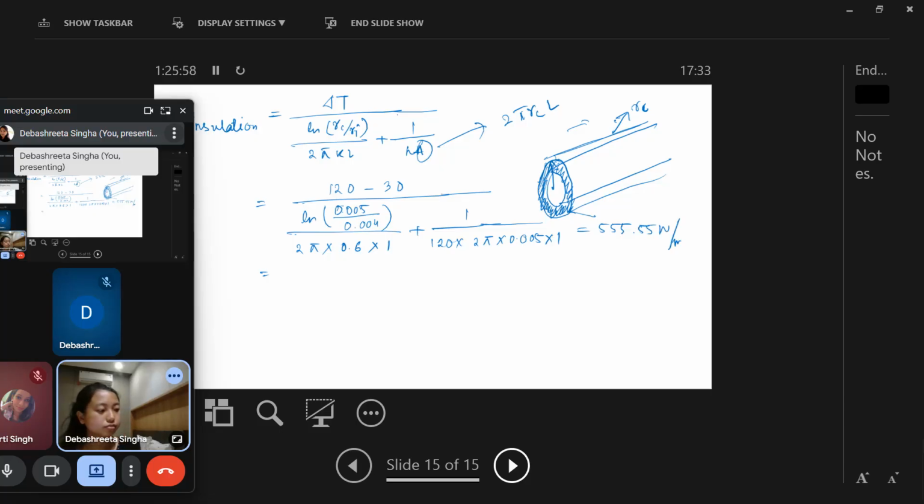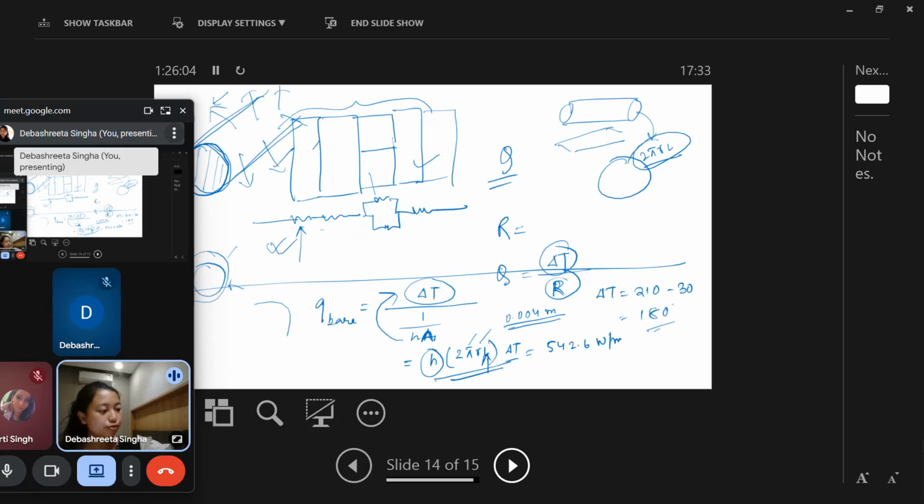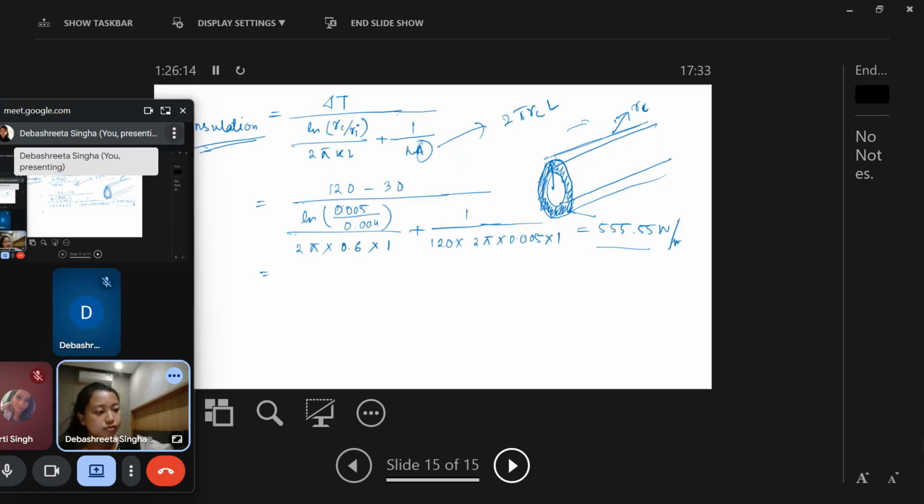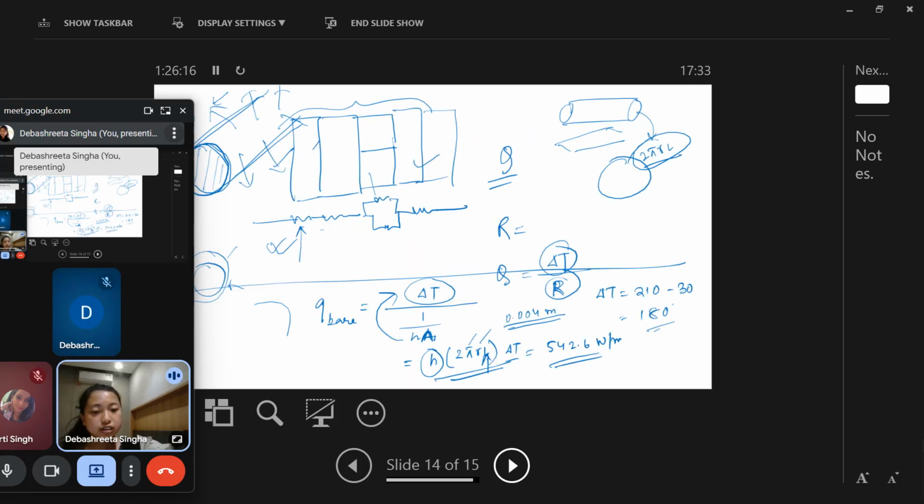So we get this Q insulation. With insulation, we have 555.55, but without insulation, we have 542.6. That means with insulation, the heat transfer is increasing. So what does it mean?